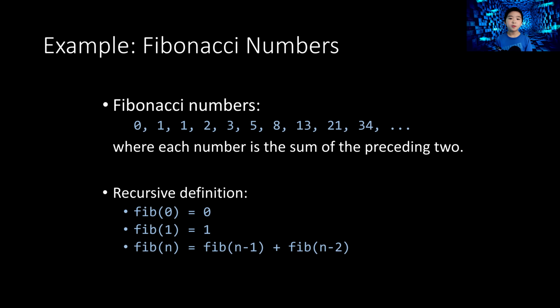This is an example of using recursion to implement Fibonacci numbers. Fibonacci numbers start with 0 and 1. After that, every number is the sum of the previous two numbers. For example, 8 is made up of 3 and 5. For recursion, 0 and 1 are both base cases. Then this will be the formula for the rest of the Fibonacci numbers.